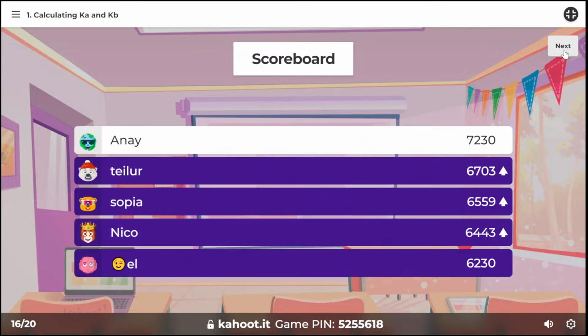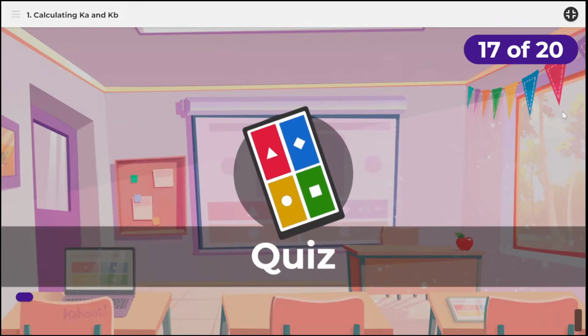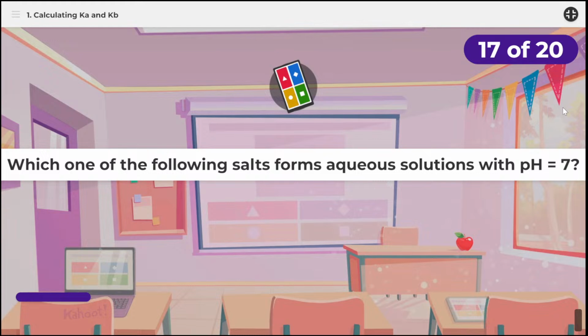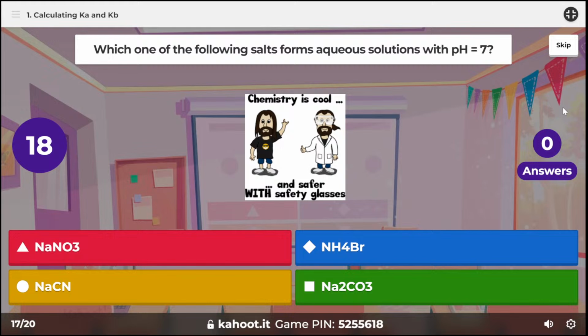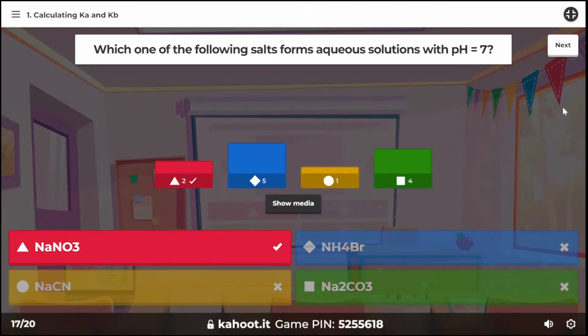Scoreboard? Oh. Yeah, third. We got 0 points. Which of the following salts form an aqueous solution of pH 7? How am I supposed to figure that out? Oh, I know. No, I did blue because there's no sodium on it. So I was like, I'm gonna go blue. Oh my god, salt is salt. No, I'm an idiot.